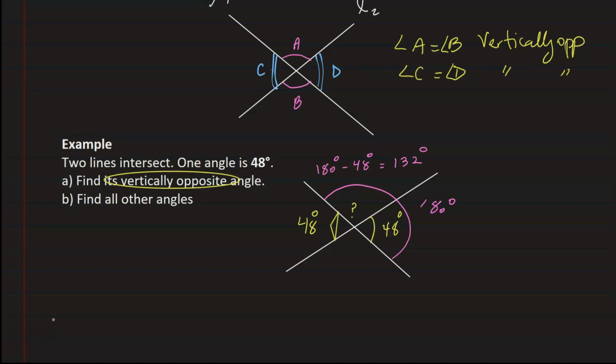All right, now once we get this 132 degrees, then the opposite one also has to be 132 degrees. As simple as that. You just do that, and then you double check. Does 48 plus 132 give you 180? Sure it does, and sure it does. And that's how you do this question.